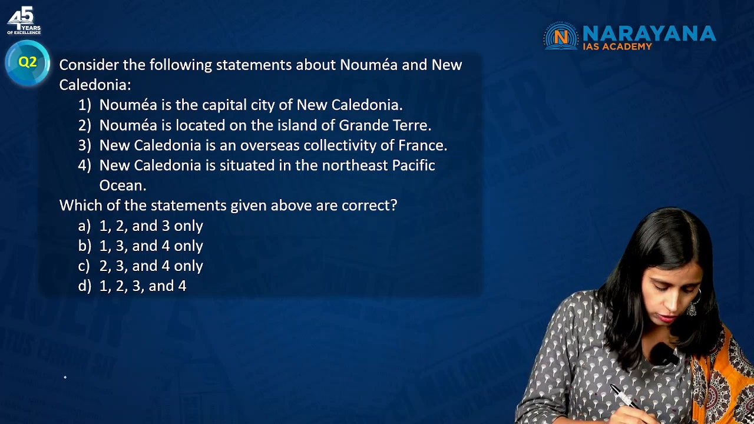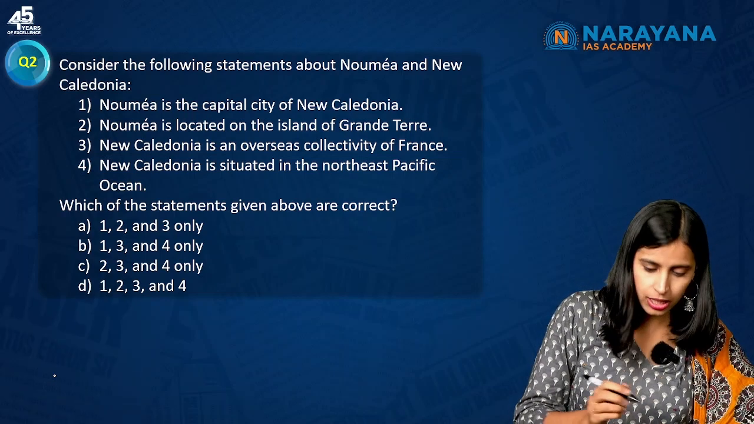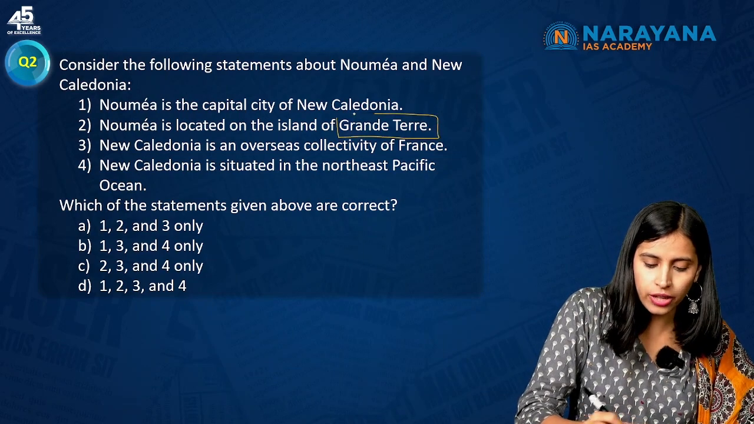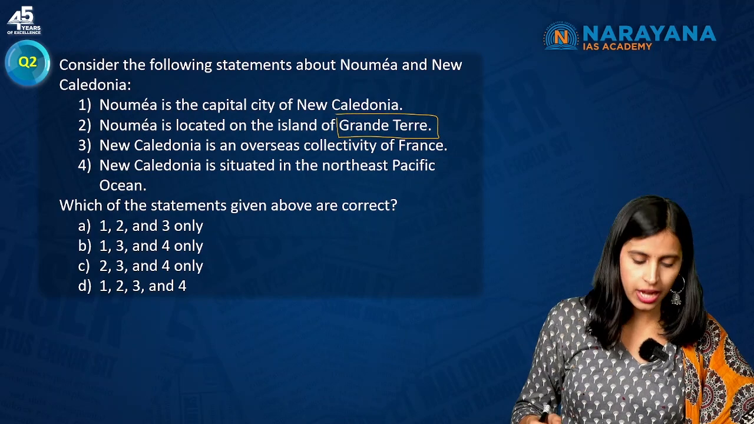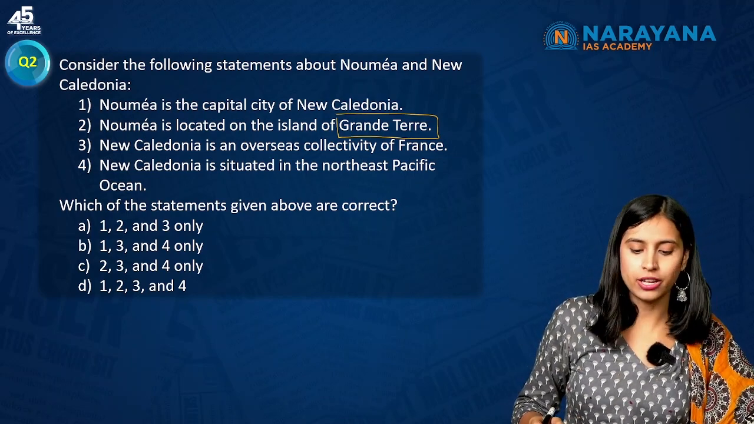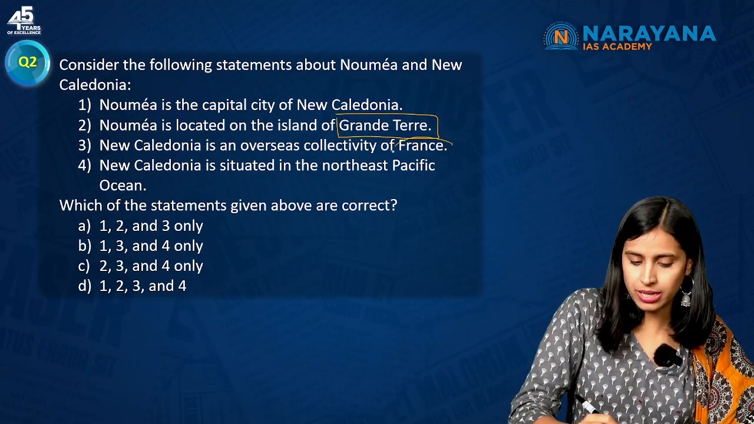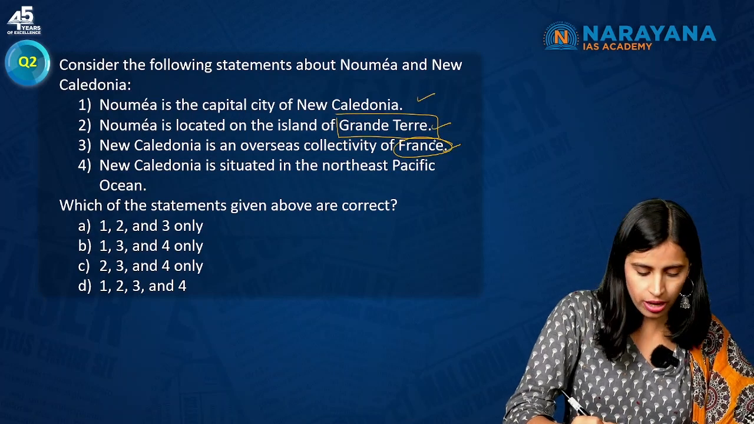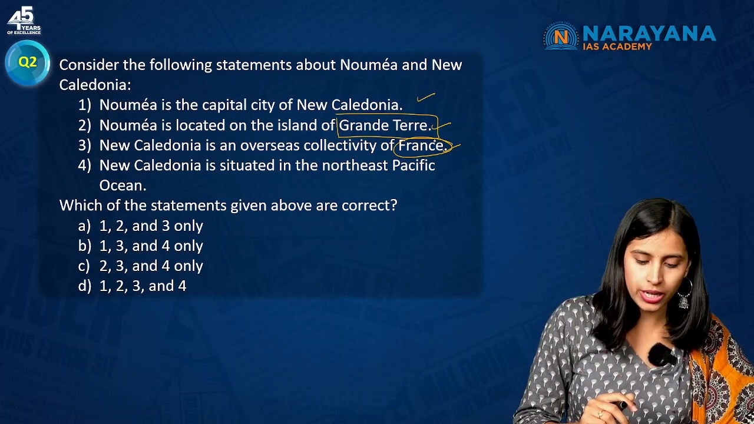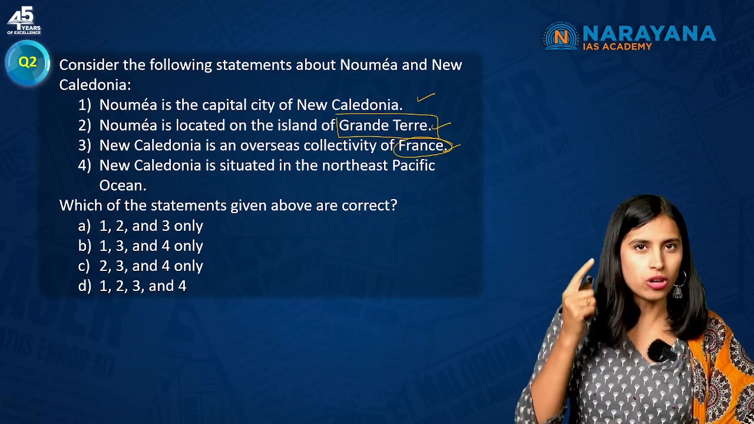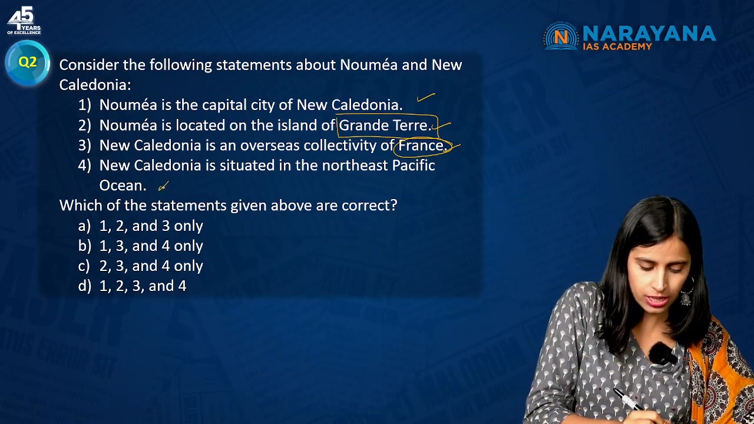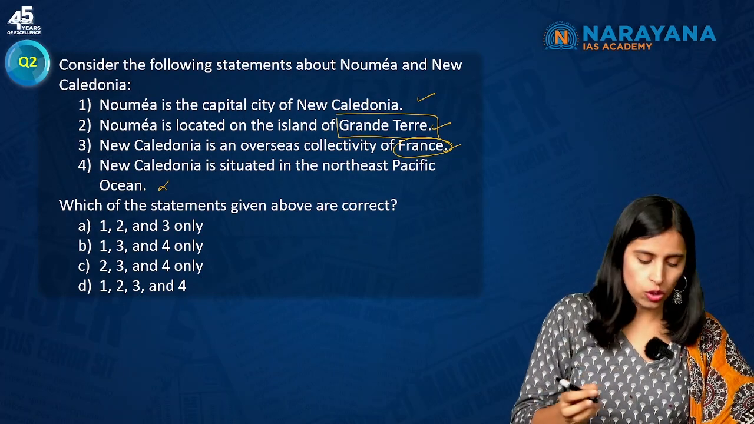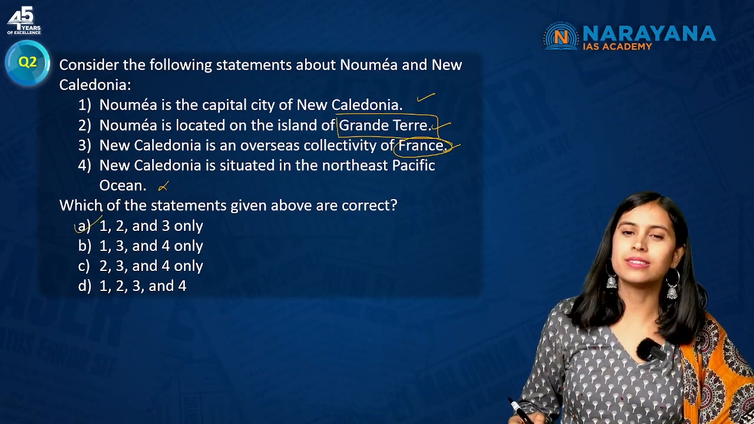As I discussed in the previous question, it was not the island of Tahiti. It's actually located on the island of Grande Terre. So, remember this. Now, New Caledonia is an overseas territory or collectivity of France. This time it is correct. So statements 1, 2 and 3 are correct. And New Caledonia is situated in the Northwest Pacific Ocean. Now, recall this. It was not Northwest. It was the Southwest Pacific Ocean. So statement 4 is incorrect. So the answer over here is 1, 2 and 3. So, the answer is A.